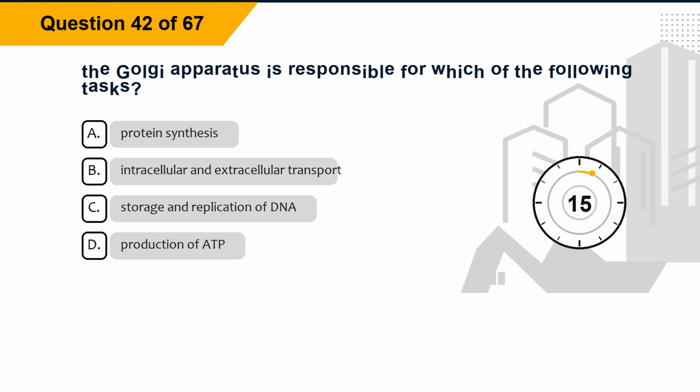Question 42. The Golgi apparatus is responsible for which of the following tasks? Option A. Protein synthesis. Option B. Intracellular and extracellular transport. Option C. Storage and replication of DNA. Option D. Production of ADP. The correct answer is option B.